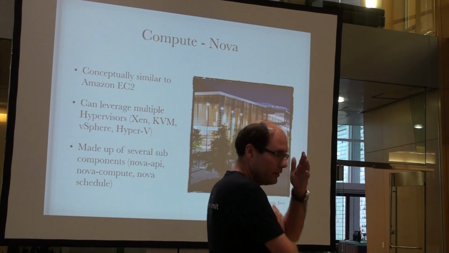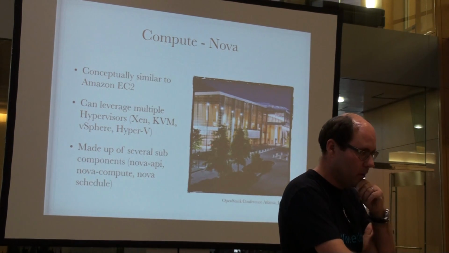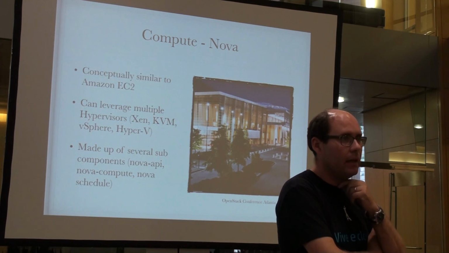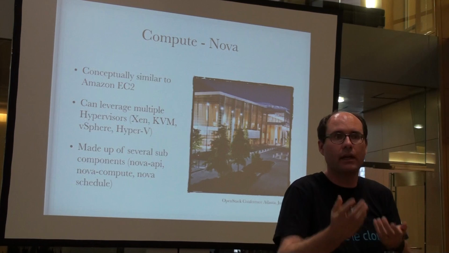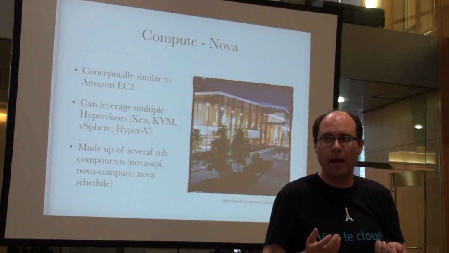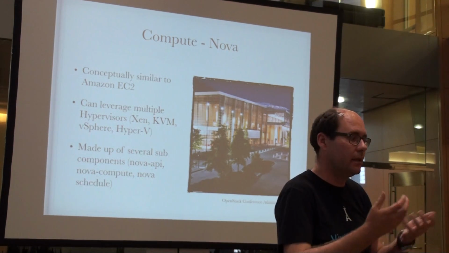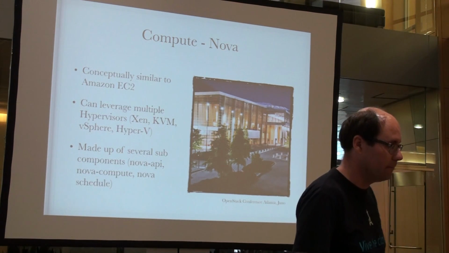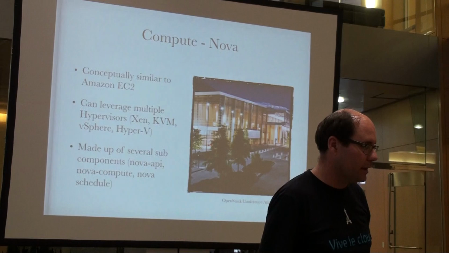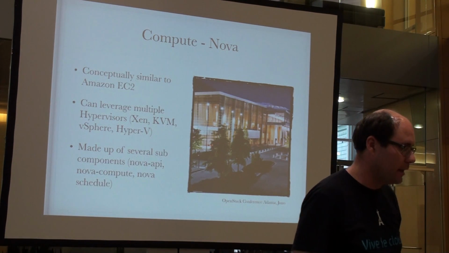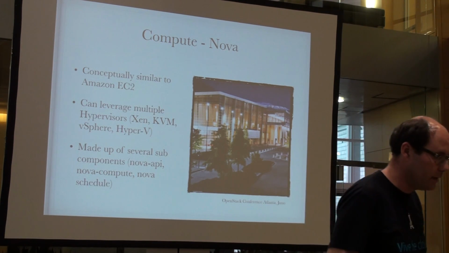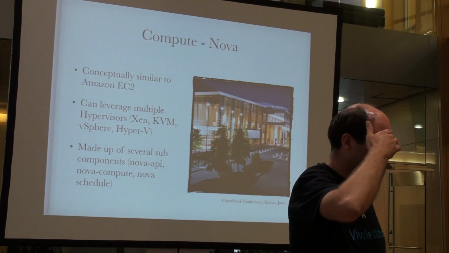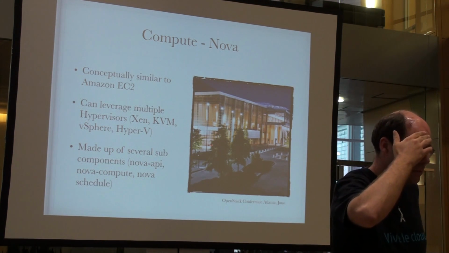So Compute, Nova, is probably the most important thing to use. It's similar to EC2, what Amazon does. And in fact, in the beginning, they really tried to be API compatible with Amazon, because they wanted to give people an alternative to Amazon. And as I said, it can leverage multiple hypervisors: Xen, KVM, vSphere, Hyper-V. vSphere is the VMware one. And it's also made up of several subcomponents: Nova API, Nova Compute, Nova Scheduler.